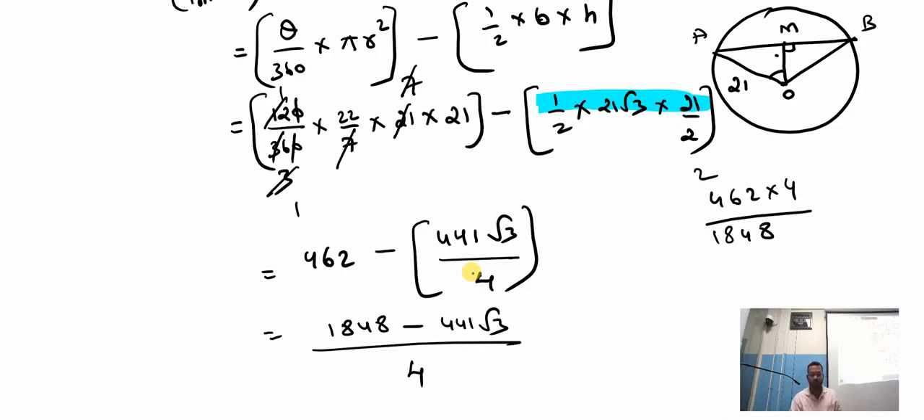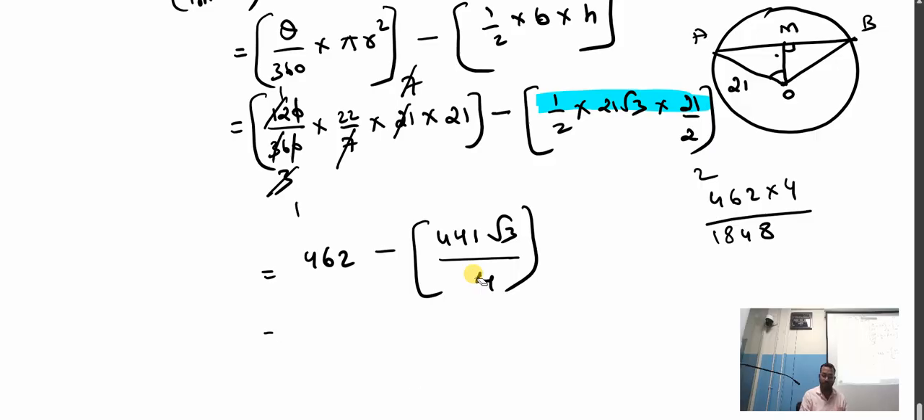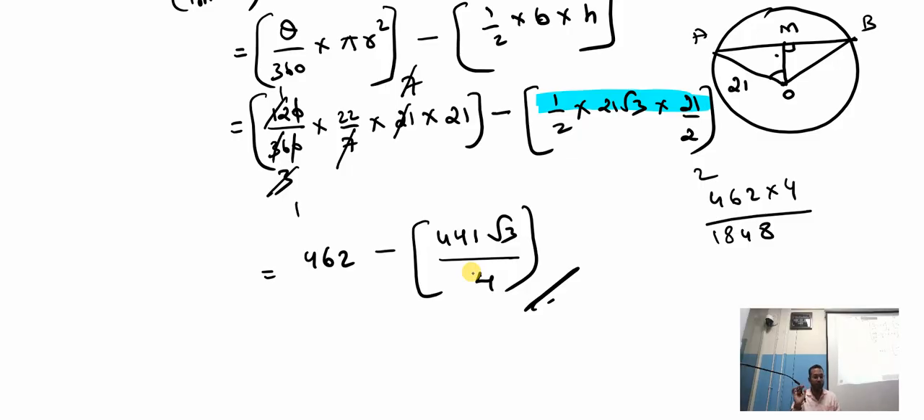Check once again. It is becoming a bigger number, right? Whenever you get a bigger number like this, you can stop the answer here also. Keep the answer as it is: 462 minus 441 root 3 by 4. Since it is area, write centimeter square. Enough. Okay. Clear?